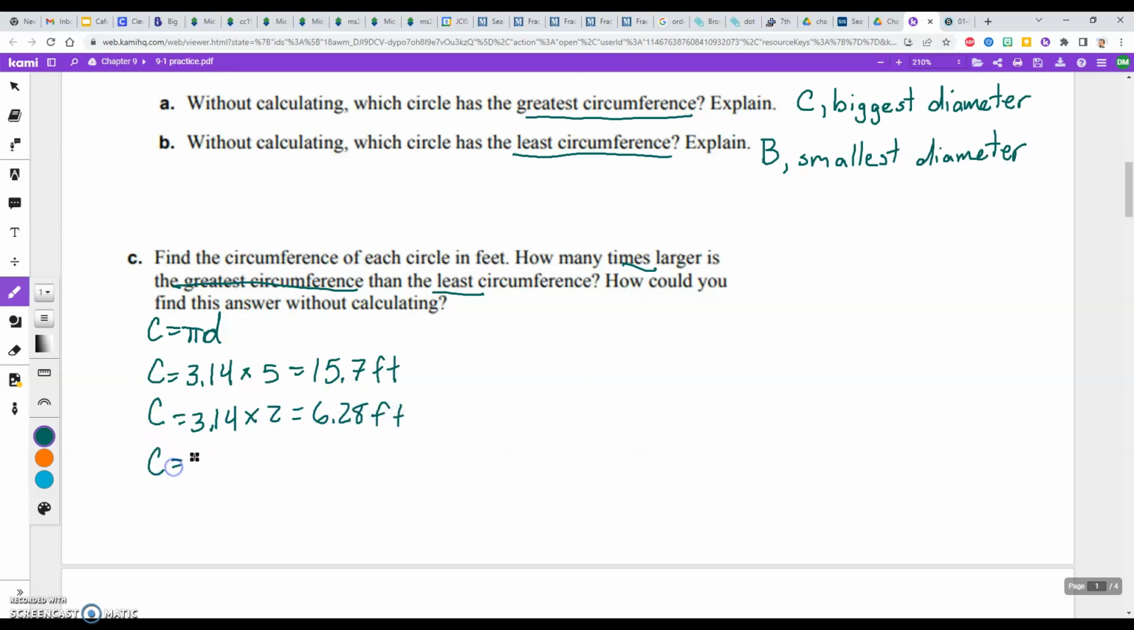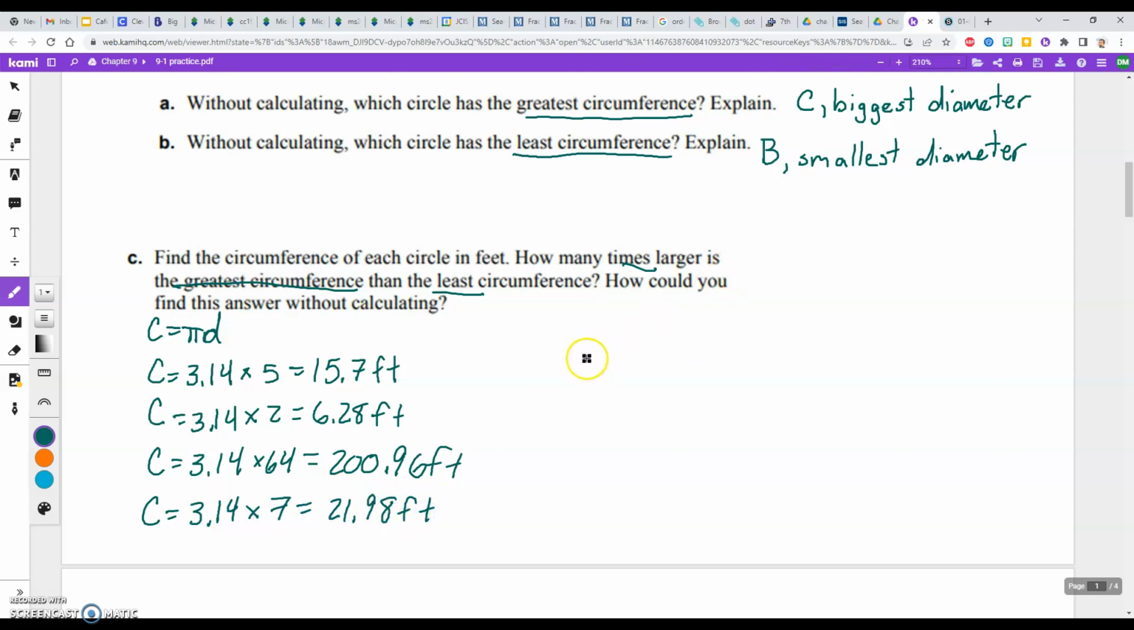For the third circle, it's 3.14 times 64, which is 200.96 feet. And for the last circle, it's 3.14 times 7, which gives us 21.98 feet. And so what happens then is we go like this.